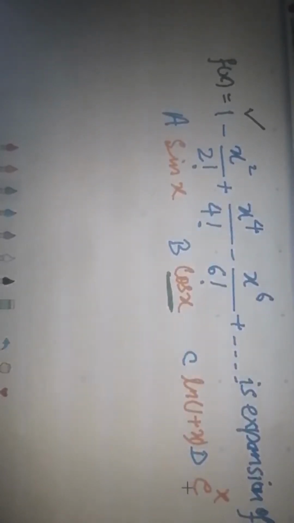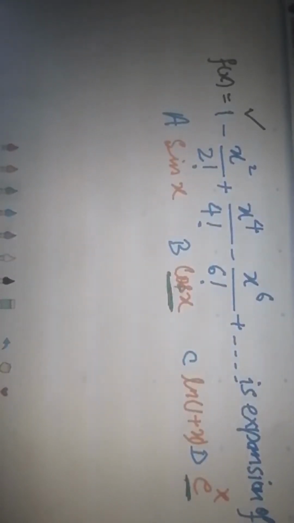And if we see option D, what does option D give? e power 0 is 1. So these two can be possible answers, right? How can we identify the correct one from these two? We can find the correct one by putting another value.